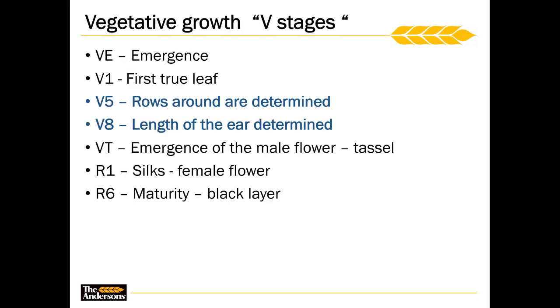Vegetative growth stages, this is really when you start looking at those high yield programs and we start to talk about vegetative versus our reproductive growth stages. The 2 that you want to make sure that you're highlighting and thinking about are going to be that V5, that's our rows around determined, and that V8, that's the length of that ear determined. So by the time we hit those later vegetative growth stages, we've really set our maximum yield potential at that point in time.